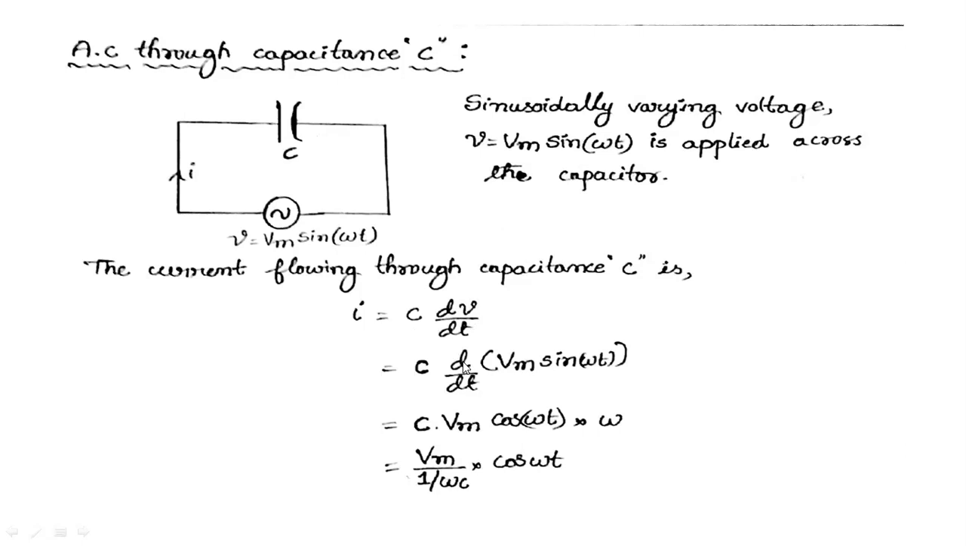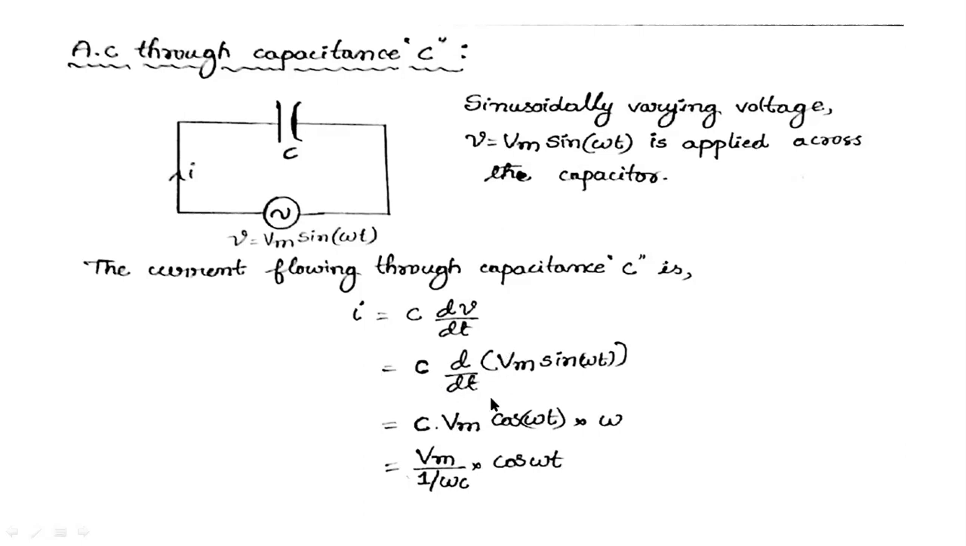I equals C dV by dt. What do you know? V equals Vm sin omega t. In place of V, I am simply substituting the input supply voltage, the applied AC voltage, V equals Vm sin omega t. So I equals C Vm, taking the common Vm.